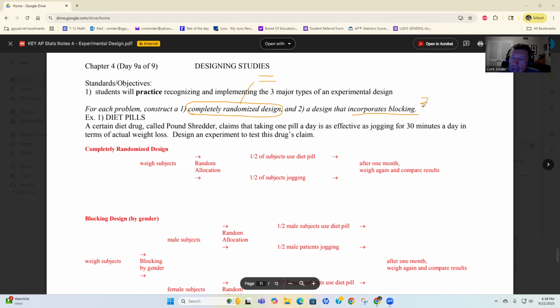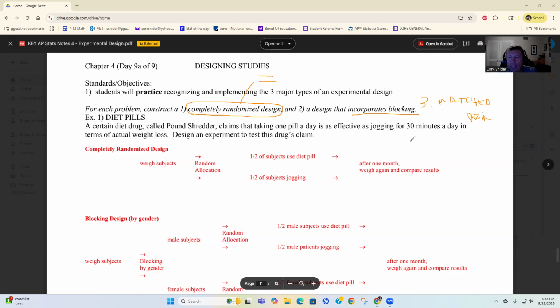The third design on here is a form of blocking. It's hard to write with this thing. It's called matched pair. And a matched pair is a block of size 2. Okay, that's what that is. Matched pair. So let's go through this one.